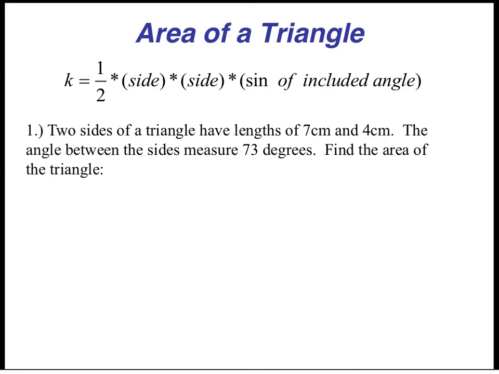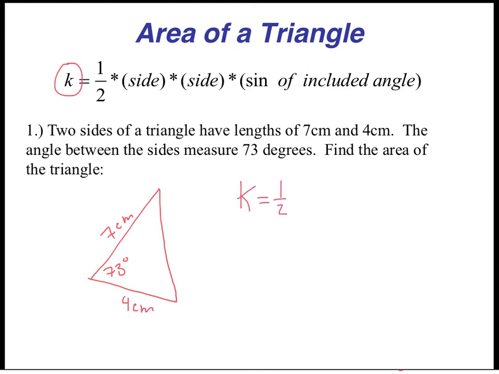So we'll draw a picture. We have two sides of a triangle that have lengths of 7 centimeters and 4 centimeters. I'm just going to draw a triangle. This would be 7 centimeters, this would be 4 centimeters, and the angle between them is 73 degrees. I'll just connect these sides, and I want to find the area of the triangle. Well, I know K is what we use for area, so K is going to equal 1/2 side times the other side times the sine of the angle.